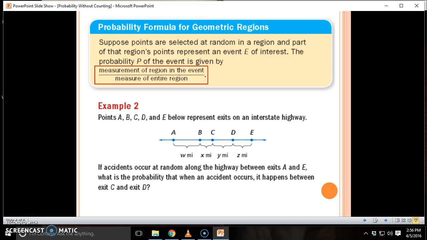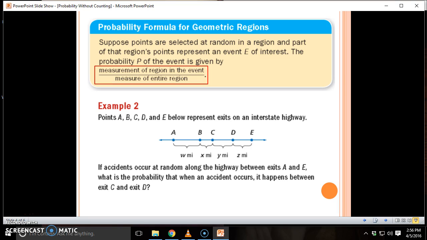That was a two-dimensional example. What if we had a one-dimensional example? So we have points A, B, C, D, and E below, representing exits on an interstate highway. And so the distance is given algebraically, W, X, Y, Z. And so the question is, if accidents occur at random along the highway between exits A and E, what is the probability that when an accident occurs, it happens between exit C and exit D?